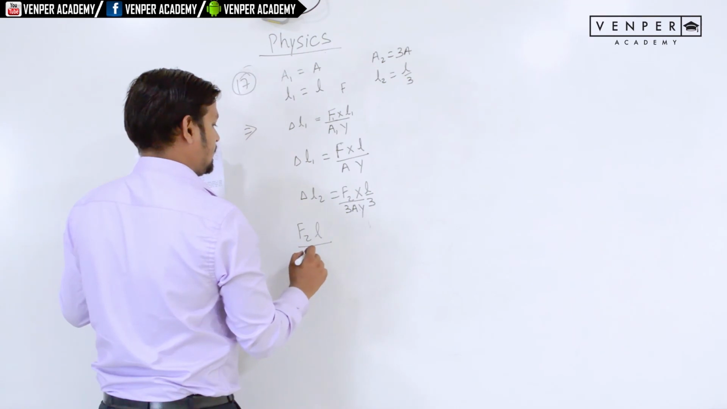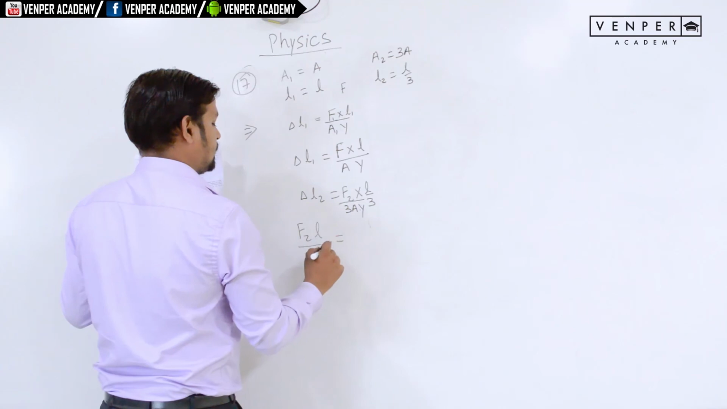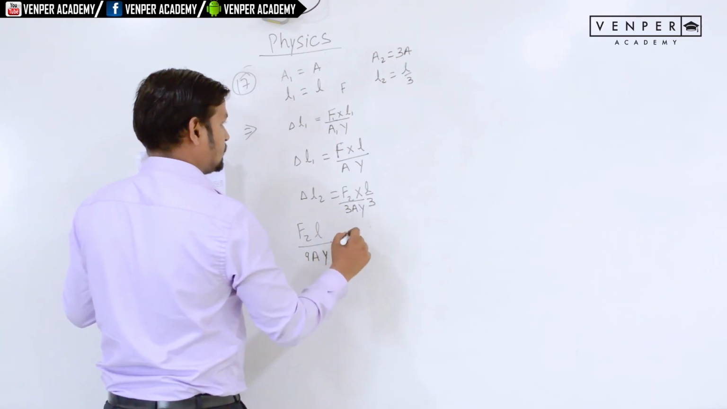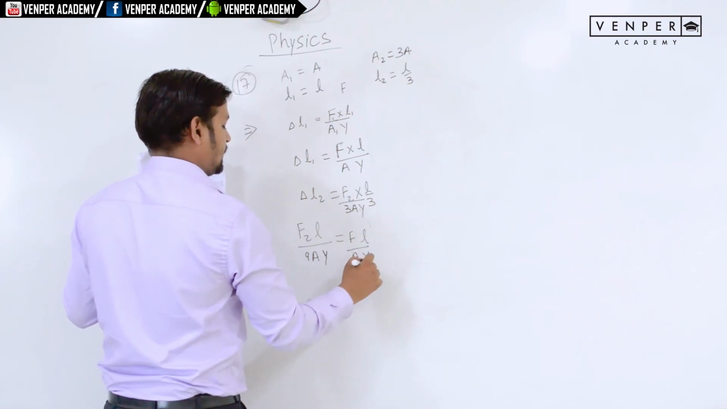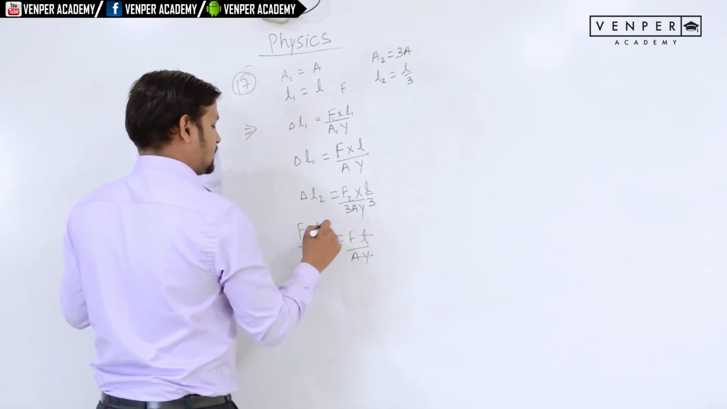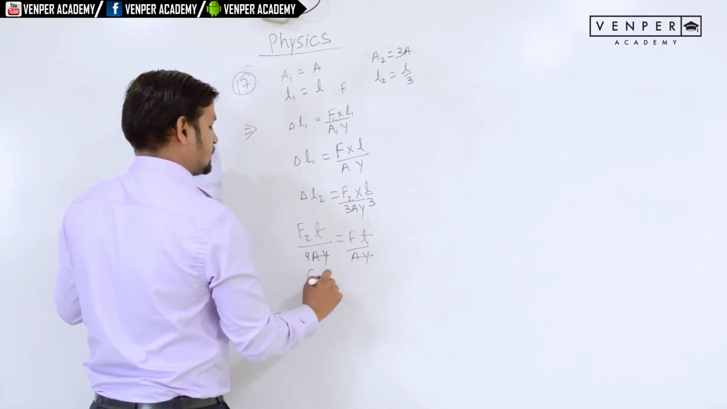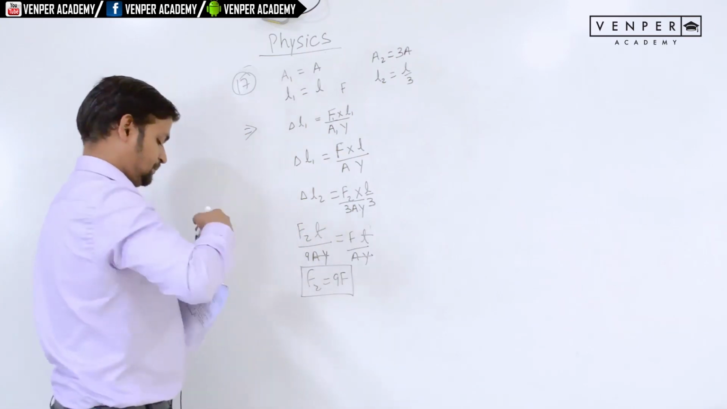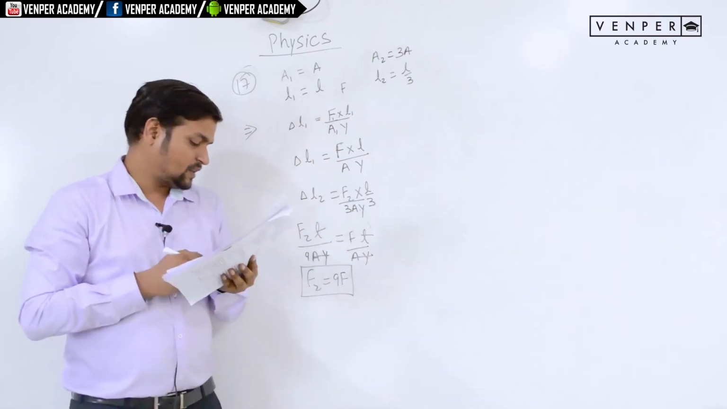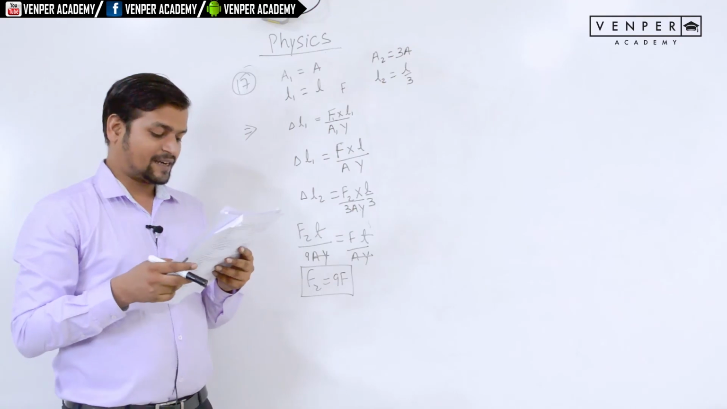F2 into L by 9A, Young modulus is equal to F1, which is your F into L by A gamma. This quantity cancels out, so F2 is equal to 9F. This is your answer. Okay, so the correct option is 9F, second option.